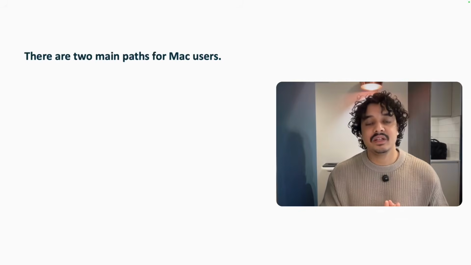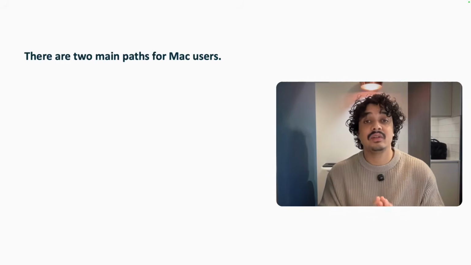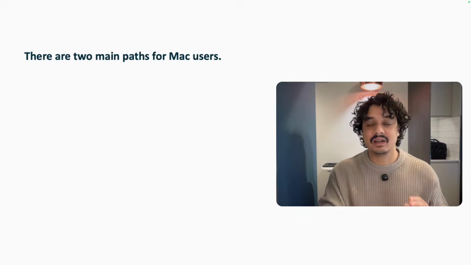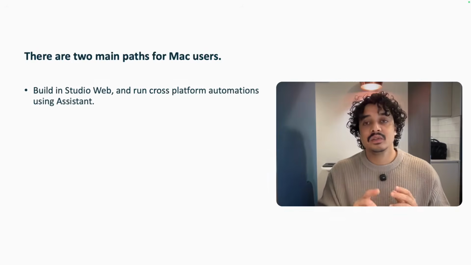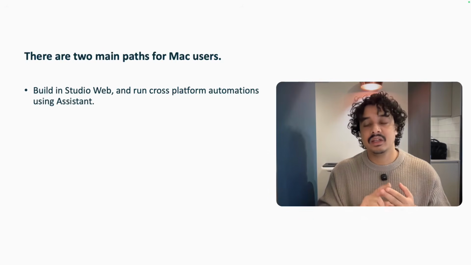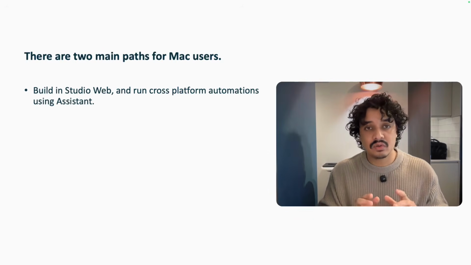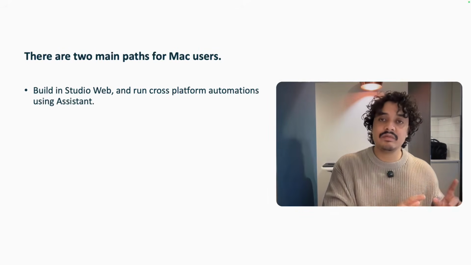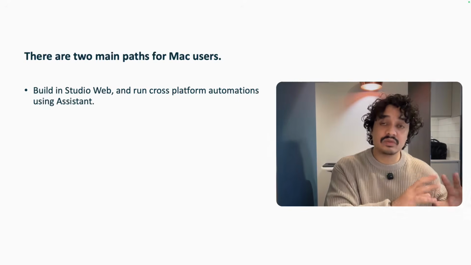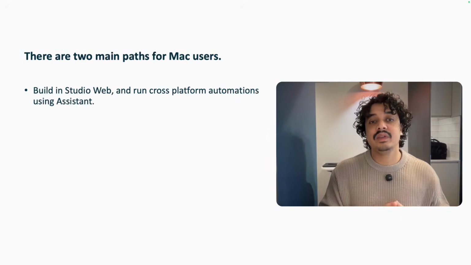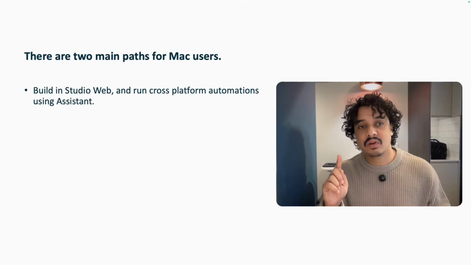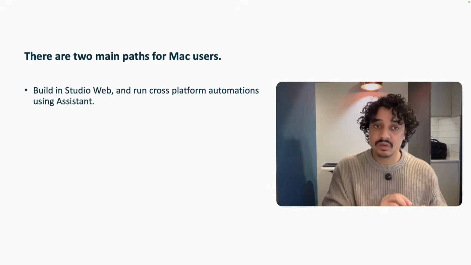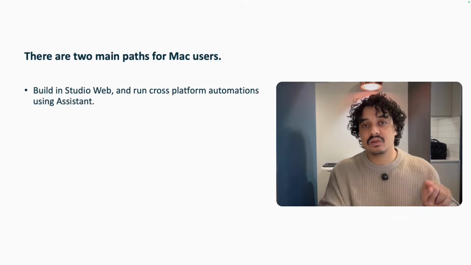Before directly jumping into the video, I want to tell you upfront two things so that you know what exactly we are expecting in this video. First, we cannot use UiPath Studio on the Mac. We can use something called Studio Web, which is a web version of UiPath Studio that works in the browser, and we can run cross-platform automation using UiPath Assistant, which is also known as UiPath Robot. That component is installed onto your Mac.